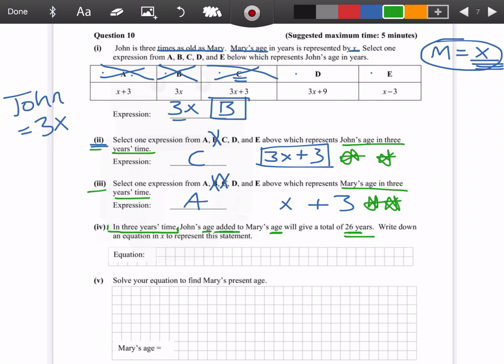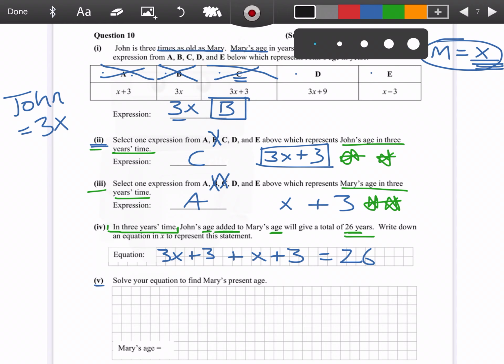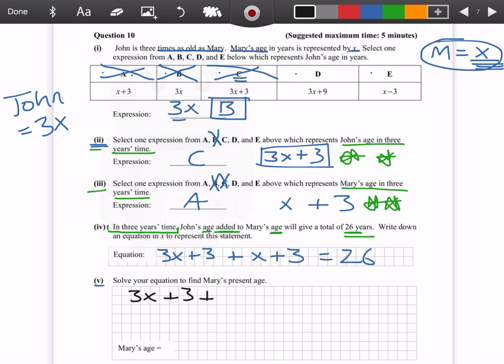So what I'm saying is I want to use John's age in 3 years' time plus Mary's age in 3 years' time is going to be equal to 26. And then using that, we should be able to solve for X. And that's what part 5 asks us to do, okay? It says solve your equation to find Mary's present age. So I've got 3x plus 3 plus x plus 3 is equal to 26.